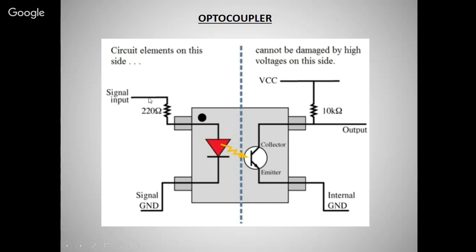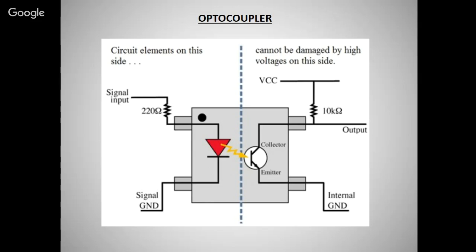When the signal comes into the LED, the IR-based LED signal goes to the photo transistor and triggers it, but there is no electrical connection between them. There is no electrical connection, yet it is controlling the photo transistor.